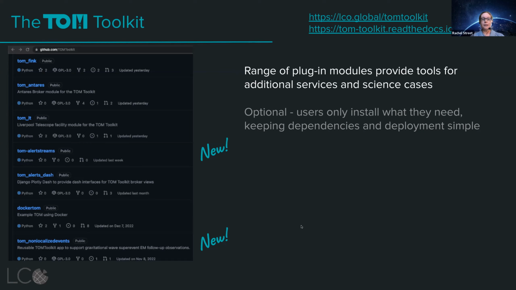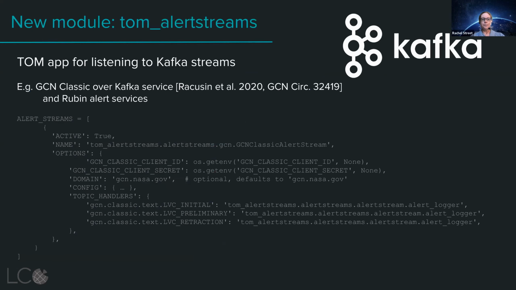So I'd like to talk about some of the new plugins we've developed that are particularly relevant for Rubin science and also multi-messenger astrophysics during the upcoming O4 run of the LIGO Virgo KAGRA detectors. The first is the new TOM Alert Streams module, which provides a TOM app which will listen to a Kafka stream of the user's choice. New Kafka services are coming online, including the GCN Classic over Kafka service, as well as, of course, the alert brokers developed for Rubin. And it's straightforward to configure your TOM to listen to any alert stream that you prefer.